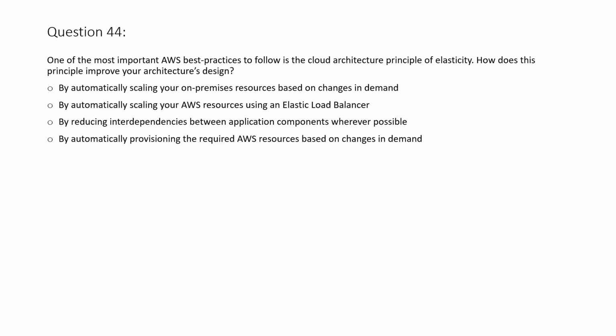Question 44. One of the most important AWS best practices to follow is the cloud architecture principle of elasticity, right? How does this principle improve your architectural design? Option A, by automatically scaling your on-premises resources based on changes in demand. Option B, by automatically scaling your AWS resources using an elastic load balancer. Option C, by reducing interdependencies between application components wherever possible. Option D, by automatically provisioning the required AWS resources based on changes in demand.